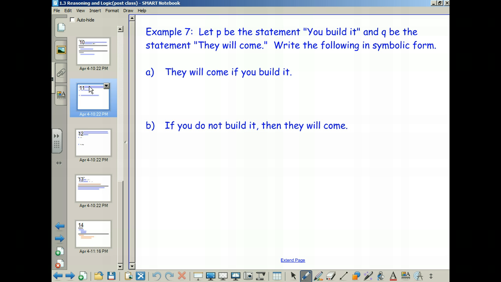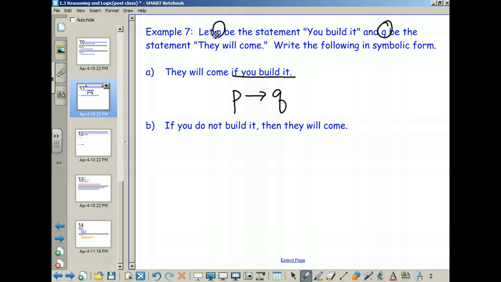It just means that when I write my symbols with the P's and the Q's, they're not going to follow the order of how the sentence looks. We're going to start with the if part. If you build it, well, you build it is what symbol? P. So I'm starting with P. Because it's an if-then, it's going to have an arrow. And then the result is they will come, and that has symbol Q. So writing down they will come if you build it, or if you build it they will come, is the same argument. And it's written in the same form. It just sounds different when we put it in a sentence. But it means the same thing logically.